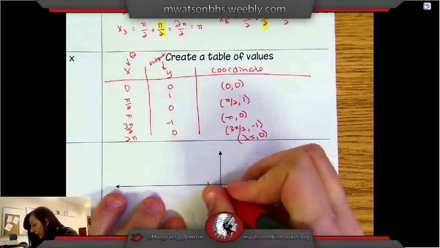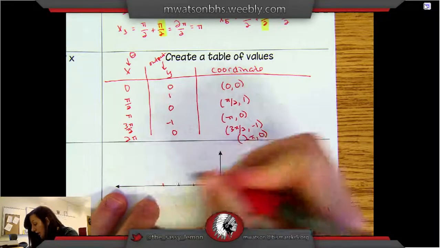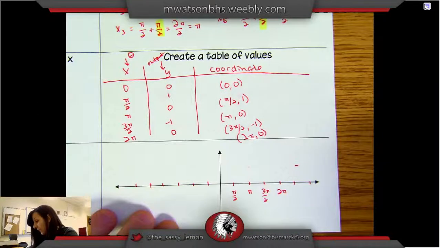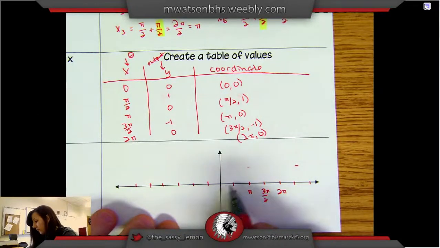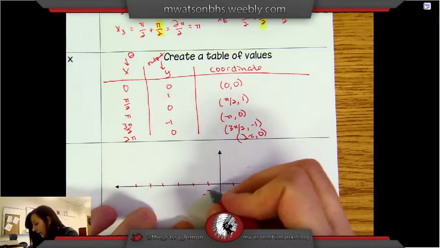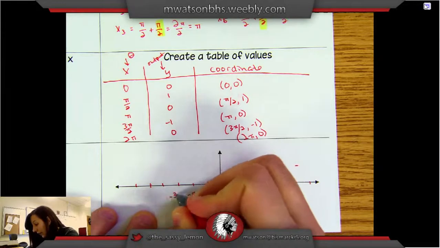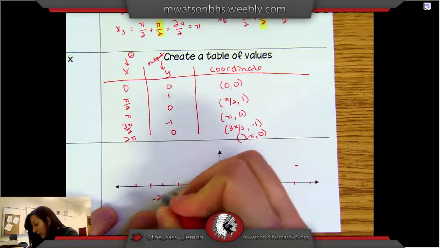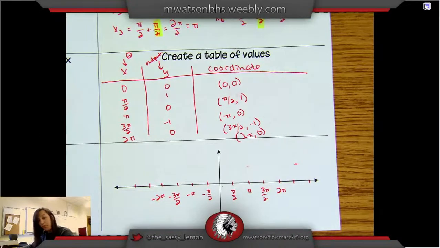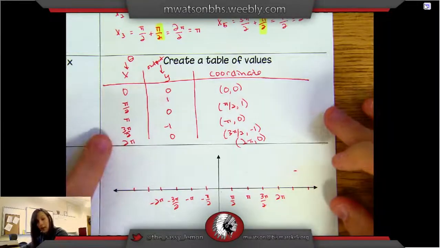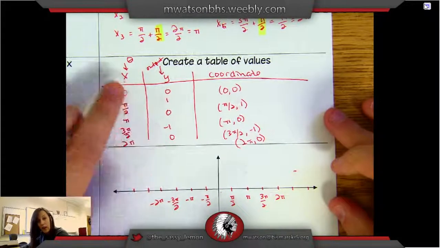And then over here, we're going to have the same units, but we're going in the negative direction. So this is negative pi over 2, this is negative pi, negative 3 pi over 2, negative 2 pi, and so on. So those are our x values, and here our y values.